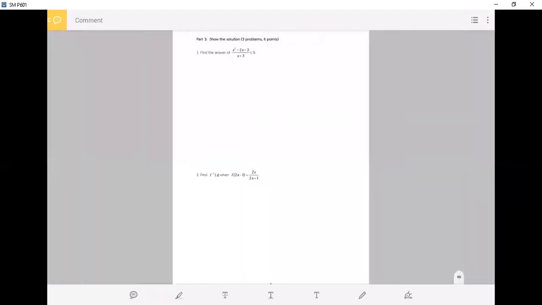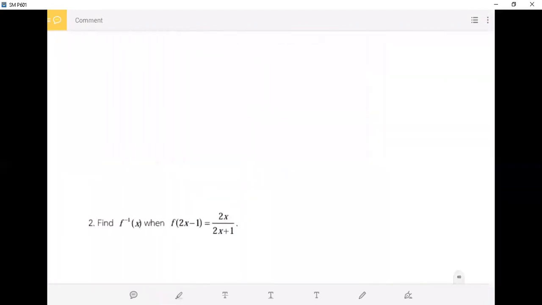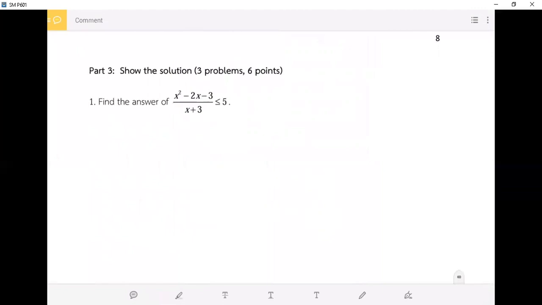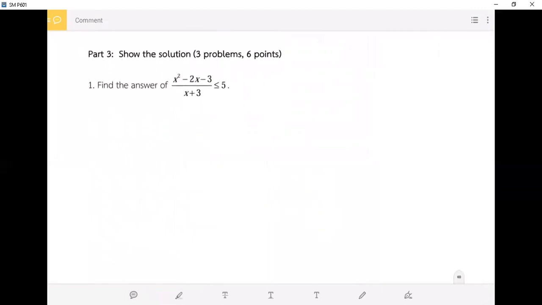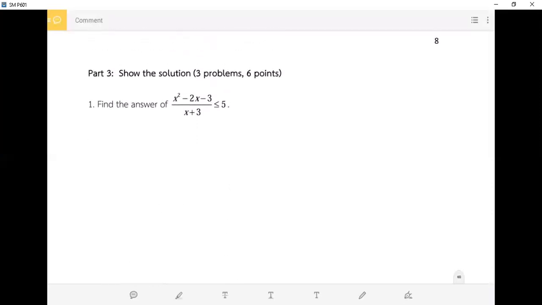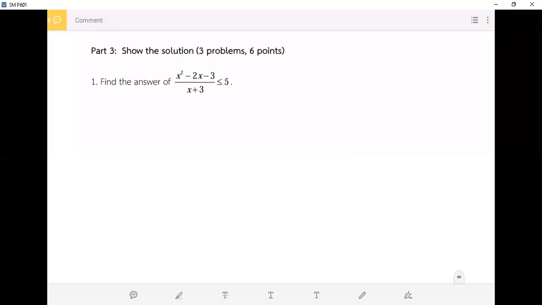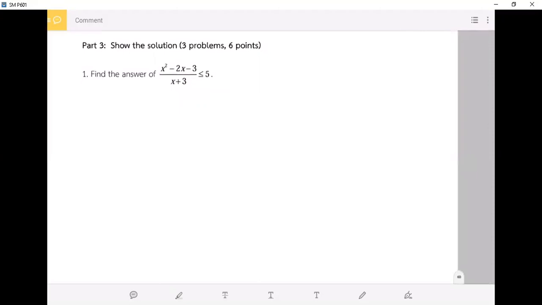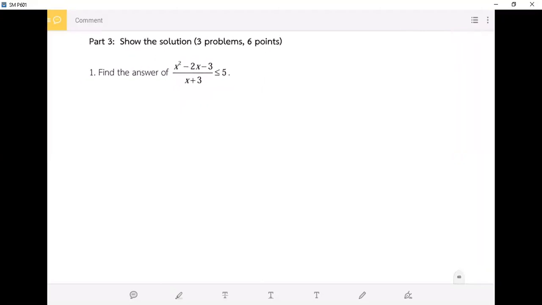Okay, last page now. This one, right? Show the solutions. 3 problems, 6 parts. Here I have just 2 questions because again, it applies the same concept. I don't have to explain the same thing to you again. You have the concept. You can do it by yourself.